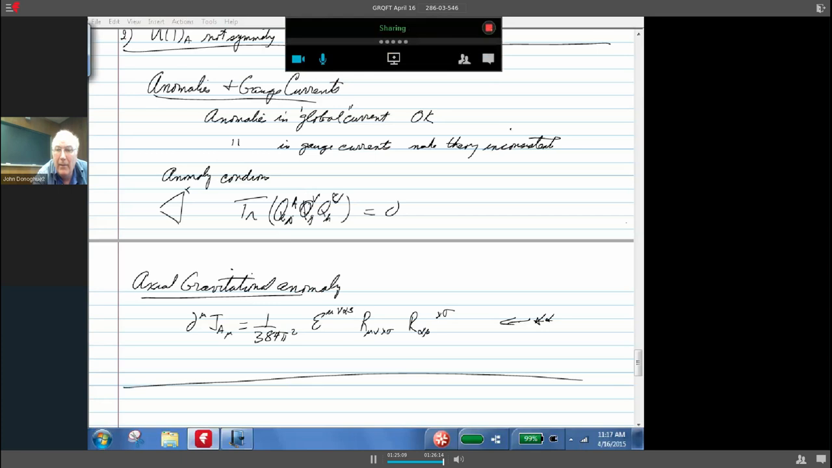The Dartmouth guys may recognize this from work of Stefan Alexander. With this axial current, you can get an anomaly in lepton currents, and this can be used in leptogenesis. Stefan is the expert on that. And so let me just stop there.